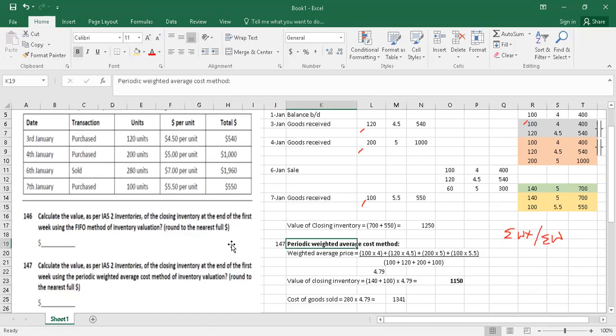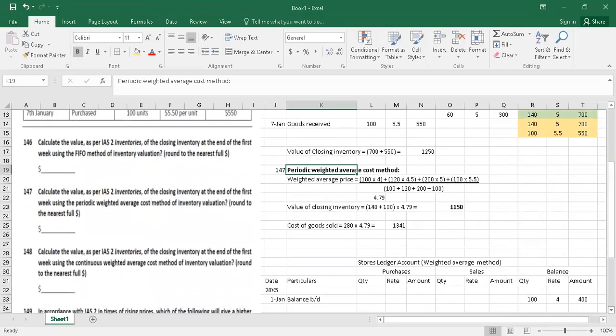I hope this is clear. Any doubts? Shall we proceed further?